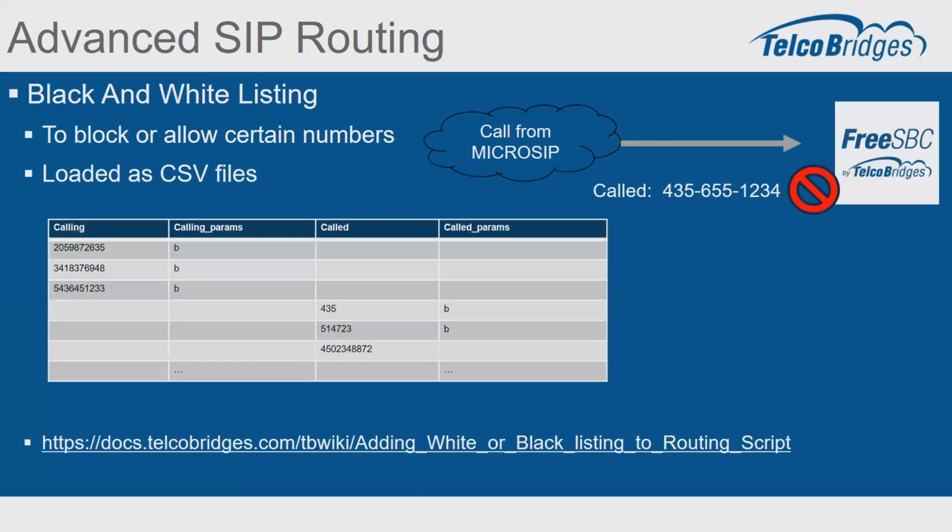So I wanted to show you, for example, the black and white listing case. What you do is you create a little CSV file, a comma separated file, and you input either a calling or called number, and you input if you want to blacklist or whitelist these numbers, and then you load this file in the system, and if it matches one of those entries, the call will be refused. So it's a very simple system to block unwanted calls in the system.